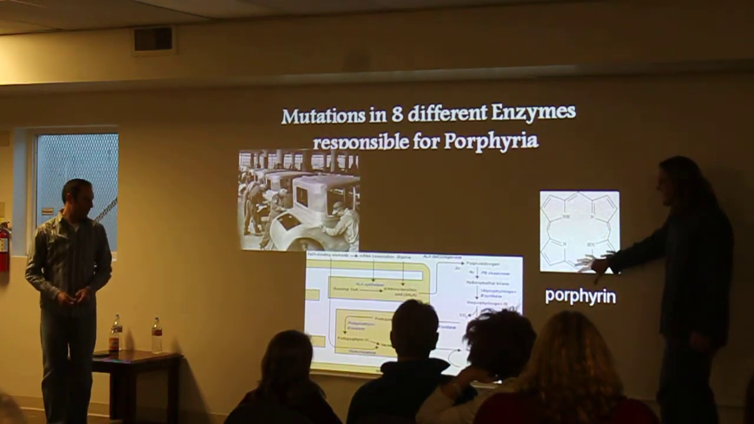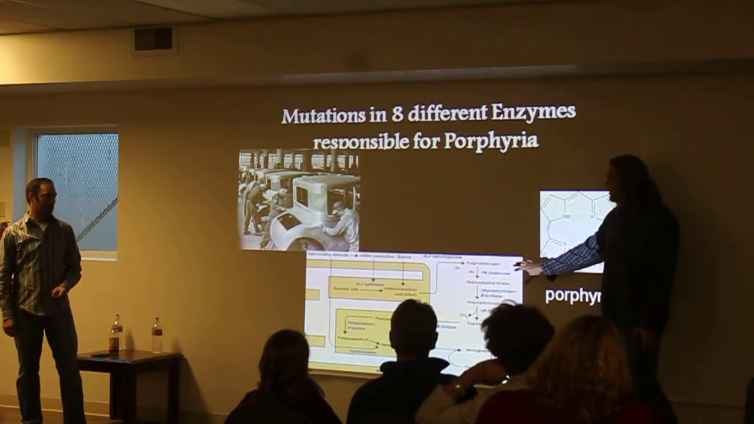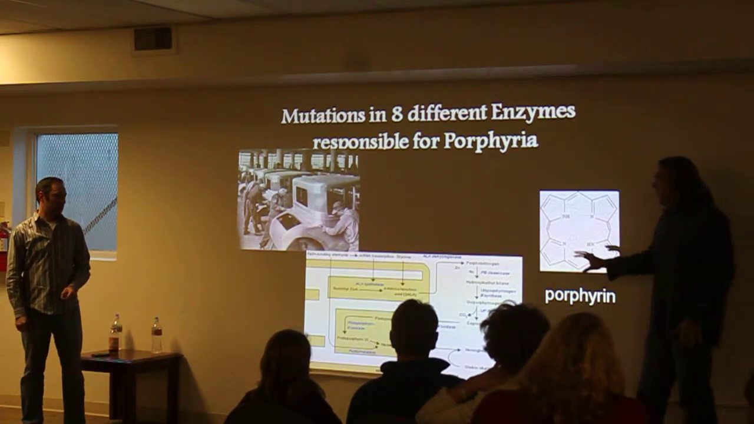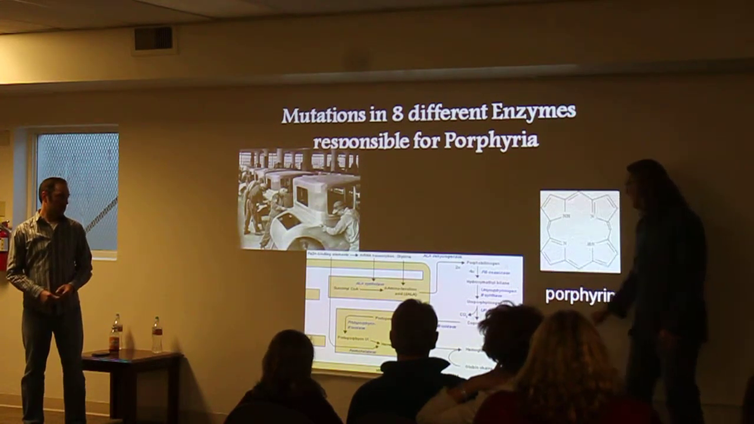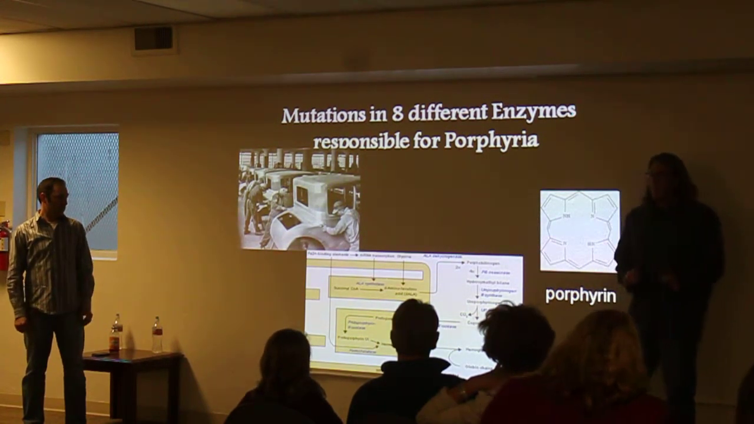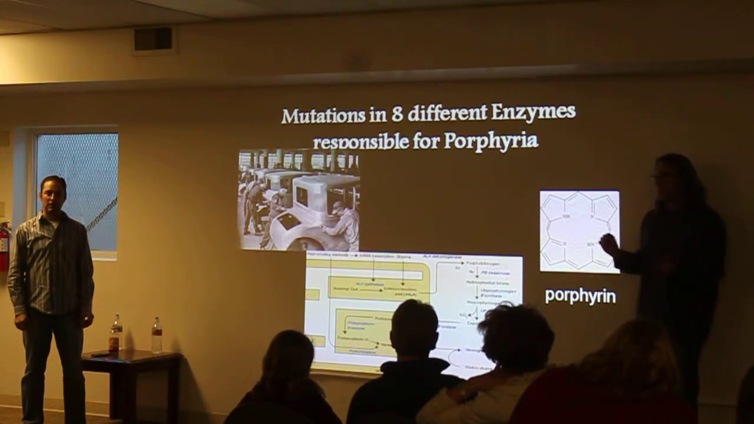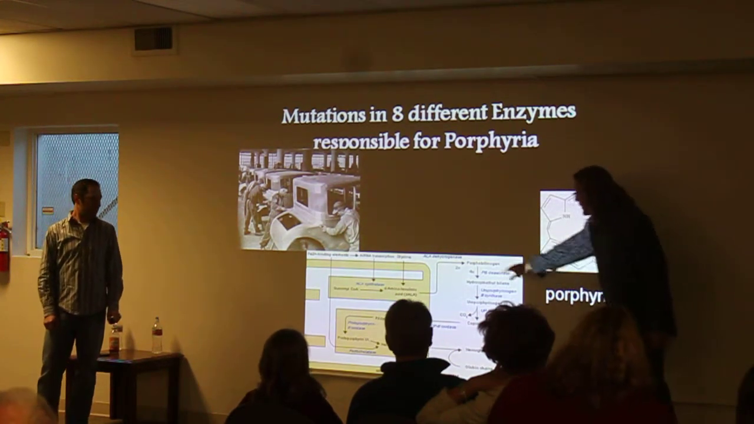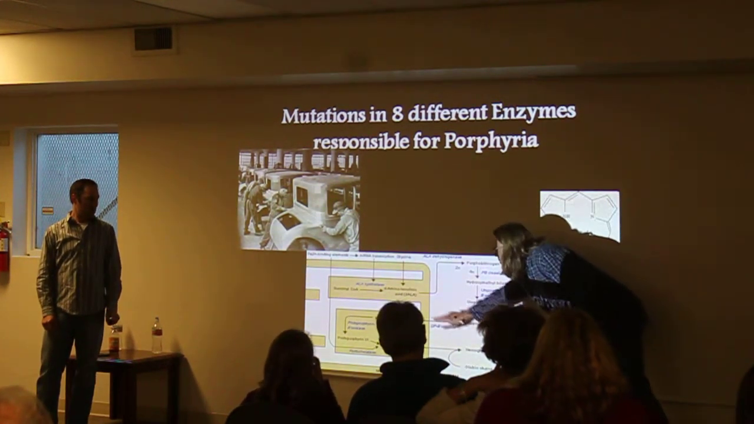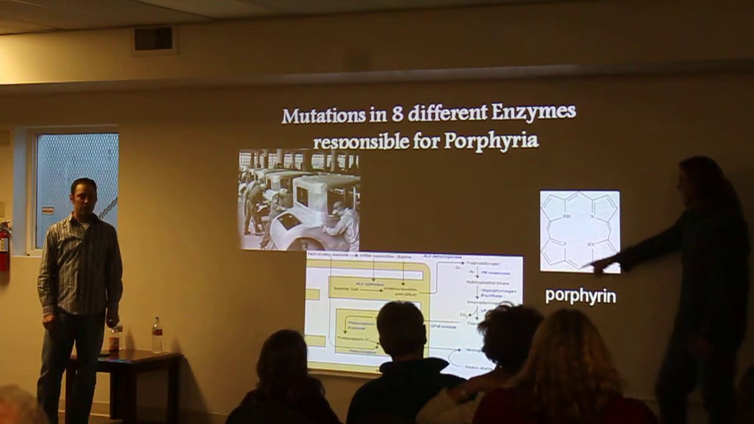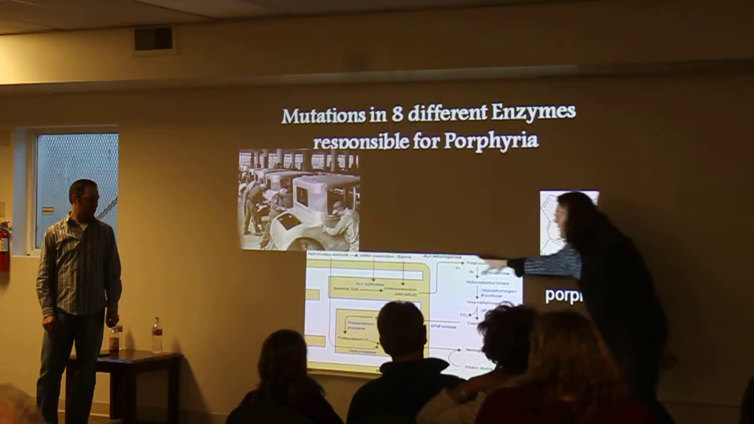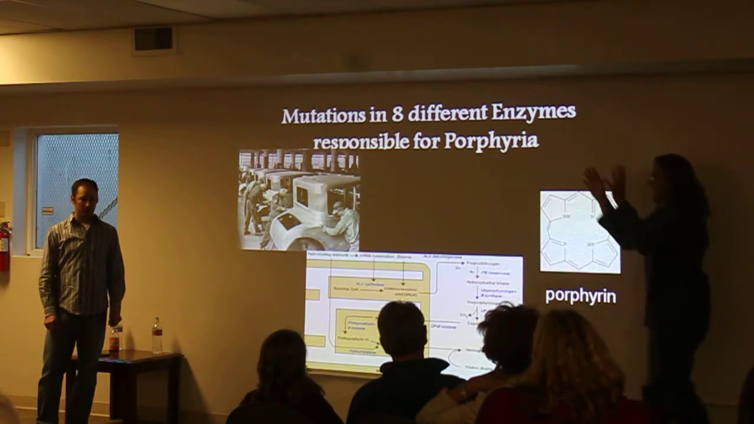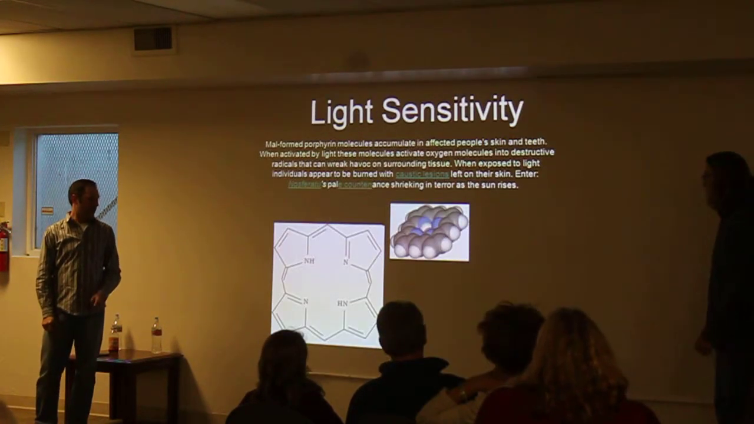This is a diagram of what's going on inside a cell affected with porphyria. Well, this is a normal cell actually, but there are 8 different forms of porphyria. There are little subtleties to the symptoms of the different types, based on which stage in that assembly line, which enzyme, is affected. This is just the diagram of the mitochondria, so those are the enzymes that are inside the mitochondria and outside of the cell.